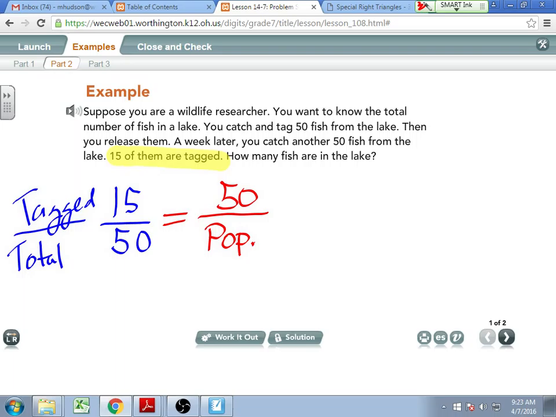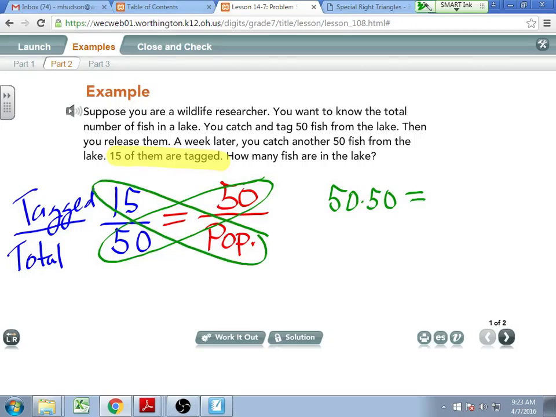How do I solve any proportion? This always works. I could simplify and do some other things, but what method always solves your proportion? Cross multiplication, and then divide. So we want to cross multiply. So we're going to get 50 times 50. That will equal your other cross multiplication. I'm going to use P for population. 50 times 50, multiply the 5s and bring down the zeros. 5 times 5 is 25, and we have 2 zeros, equals 15p.